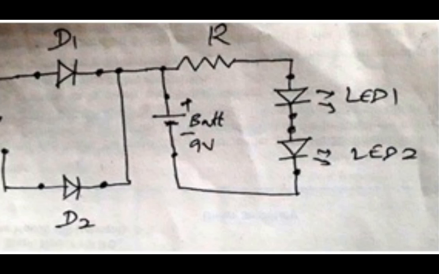So we can see that a 330 ohm resistor is connected in series with the LEDs in order to limit the current and maintain the required voltage at the output. Next, we will move on to the calculation of the resistor value.